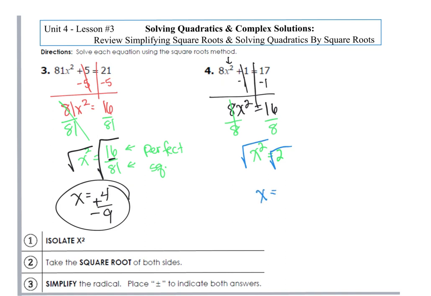So we have x is equal to, now 2 is a prime number. It won't simplify any more than that. So it's just plus or minus the square root of 2. Okay, so it wasn't a perfect square. It was simplified already, so it's going to stay looking like that.